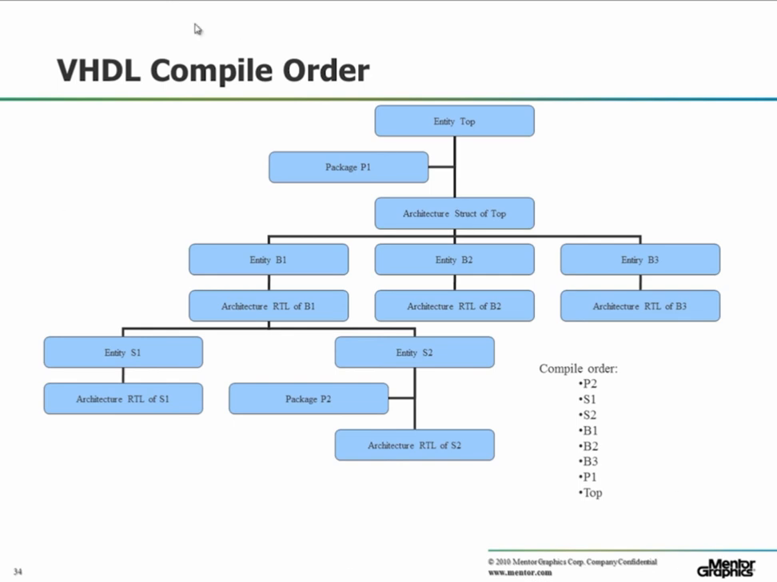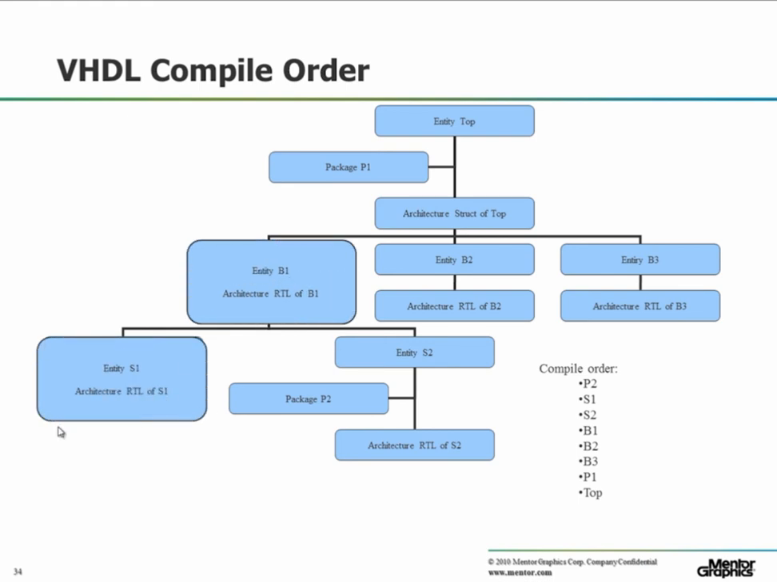Now, if I had put all of my entities in one file and the architectures in separate files, that would be relatively easy to do. I could just compile all the entities first, and compile all the architectures second. But that's not what we do. What we really do is put our entity-architecture pairs in the same file if we're doing VHDL. So now I need to know that I have to compile entity S1 before I compile this entity-architecture pair, because S1 needs to be compiled before the architecture RTL of B1. So that's what dictates compile order.